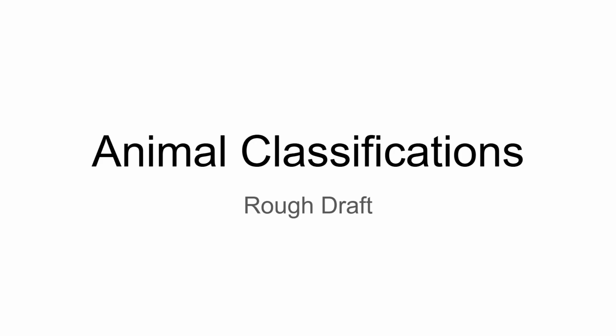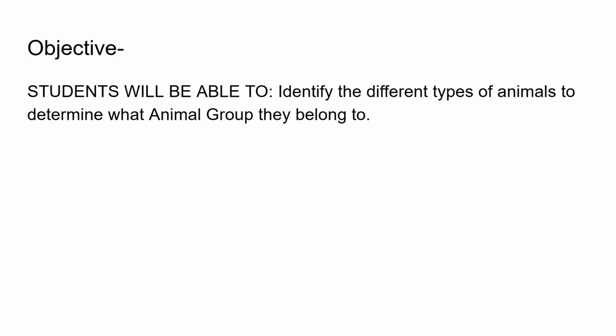Our lesson planning should begin with our objective, or what our desired outcome for our lesson should be. That being, identifying the different types of animals to determine what animal group they belong to. For example, after explaining the objective to our students, our first step is to engage their background knowledge.